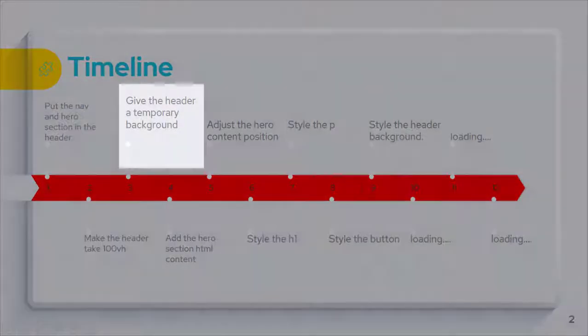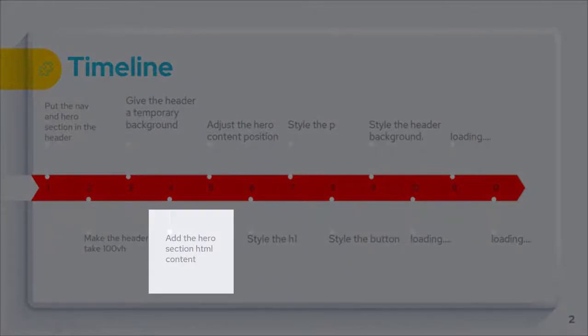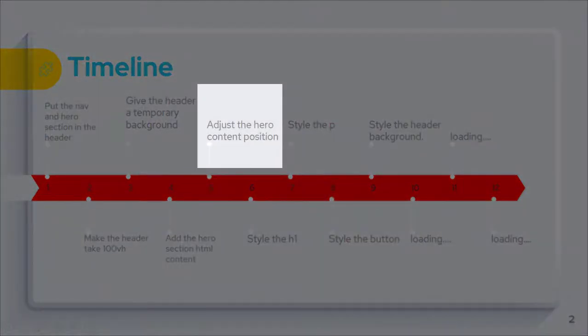Then we will give the header a temporary background in order to see the fonts and everything before we put our original background. After that, we will add the hero section HTML content to the HTML page. And when we finish that, we will go to adjust the hero content position. We will put the spaces, the position of the words and everything.